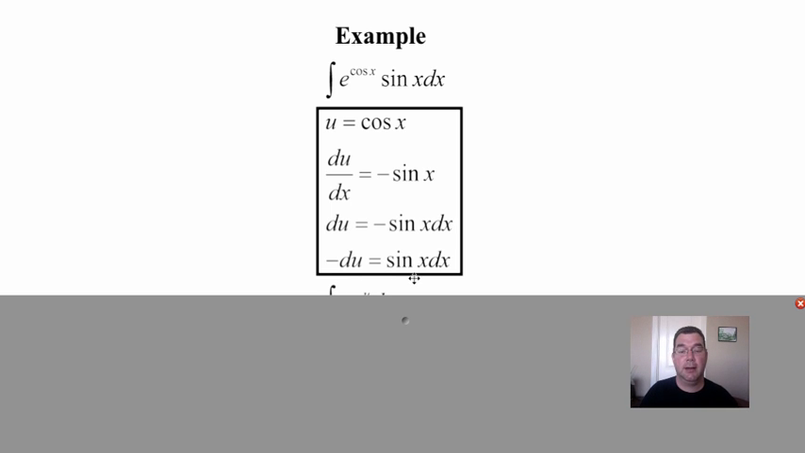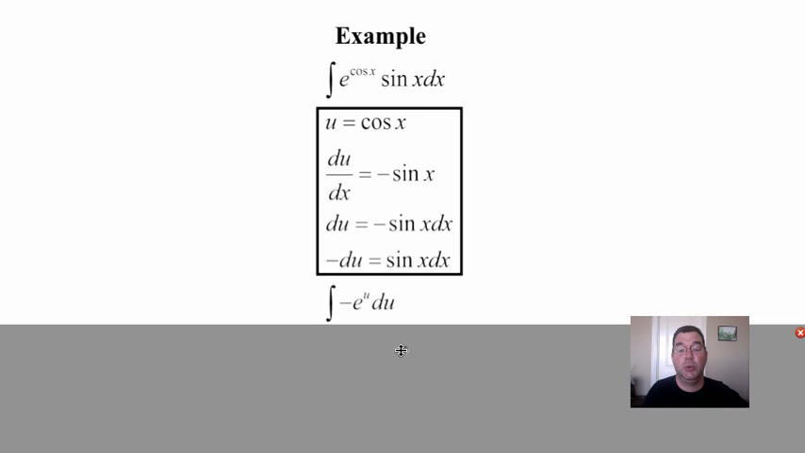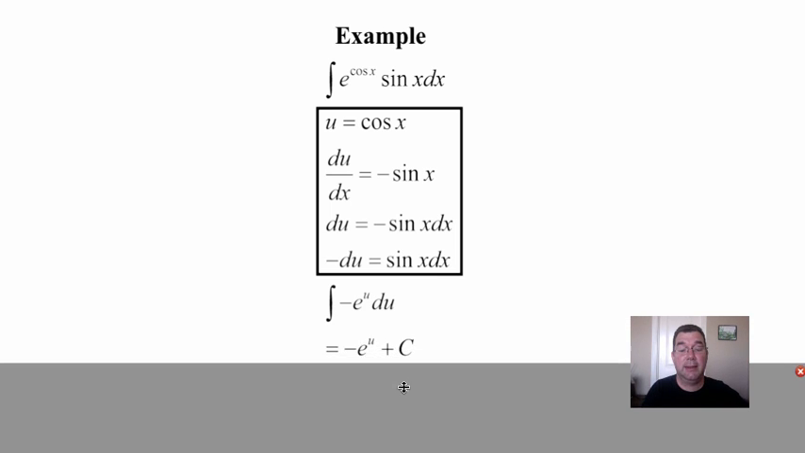So now everything that I want to replace can be replaced. My cosine x that's sitting right here will be replaced with u, and the sine x dx at the end will be replaced with negative du. And I can move stuff around so that it looks like negative e to the u du. I know the antiderivative of that. That is negative e to the u plus c.